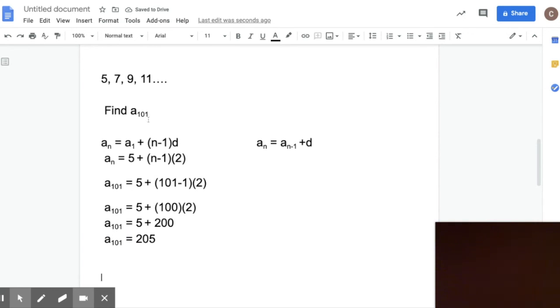So, to reiterate, when we need to find a term that is pretty far out there, like 101 or 50 or even 20, it's a good idea to use explicit. Remember, explicit requires that you include the first term, which happens to be 5 in this case, and then the difference, which happens to be 2.